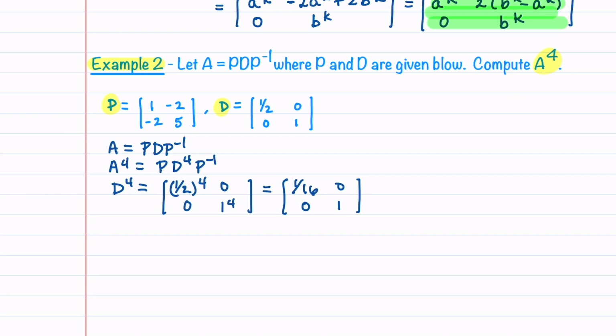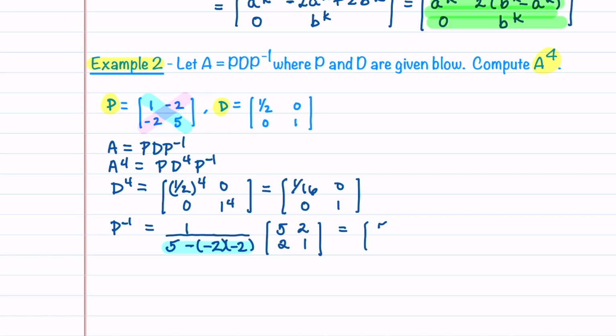The other thing we need to do before we multiply everything out is to compute P inverse. So this is the inverse of a 2 by 2 matrix. It's equal to 1 divided by the determinant, which is 5 minus a negative 2 times a negative 2. It's just the main diagonal entries multiplied minus the off diagonal entries multiplied. And then our matrix has the diagonal entries switched, and the off diagonal entries get a negative. 5 minus the negative 2 times the negative 2 is just 1, which is really nice. Our matrix P inverse is then 5, 2, 2, 1.